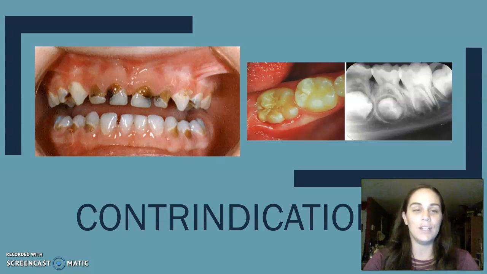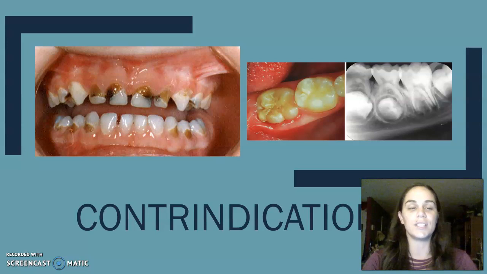Contraindications when deciding on putting sealants on teeth include this first picture here, which is tooth decay. You would not put sealants on that. This second picture on the right here is a partially erupted tooth. You would not apply the dental sealant to that tooth at this time.